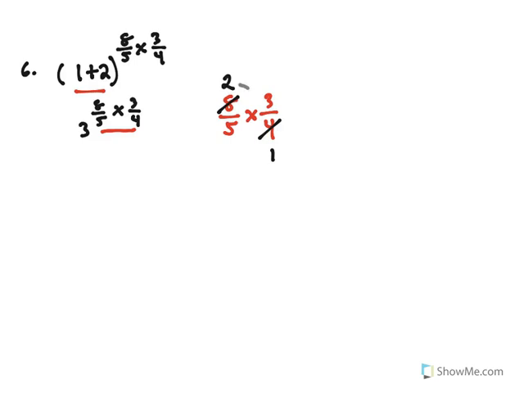Okay, so now you're going to multiply these two numbers that are left over, right? 2 times 3. And then you would multiply 5 times 1 instead. Okay? And that's what that is. So when you do that, 2 times 3 is 6. And 5 times 1 is 5. All right? Okay. So the answer would be 3 to the 6/5 power.